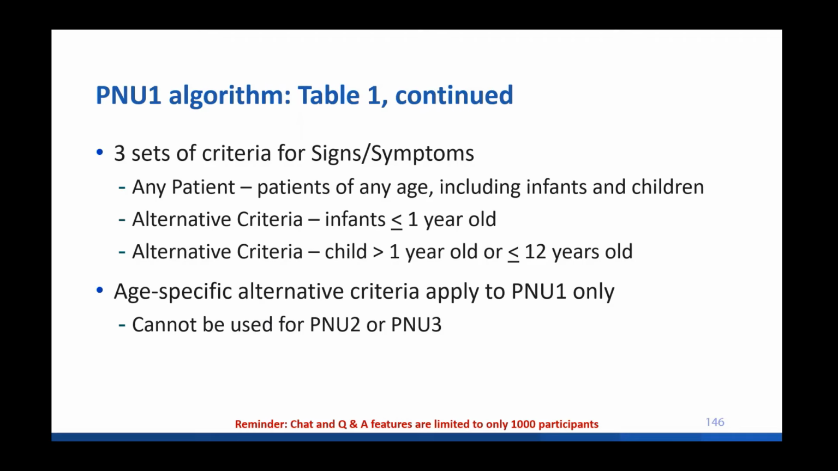Additionally, there is an alternative criteria that can be applied only to infants less than or equal to 1 year old, and an alternative criteria that can be applied only to children greater than 1 year old or less than or equal to 12 years old. The age-specific alternative criteria for signs and symptoms only apply to pneumonia 1. You can't use the signs and symptoms from the alternative criteria for infants or child to meet pneumonia 2 or pneumonia 3. And we'll explore the age-specific criteria more in depth when we cover the signs and symptoms element.